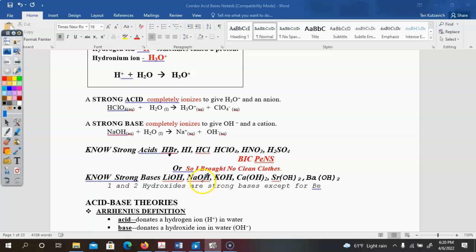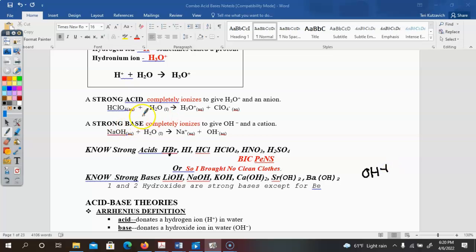Strong bases are your soluble group 1 and 2 hydroxides. So they have to be soluble. So that's group 1, that's group 2. Also make sure you know that the group 1s are +1, so they just have 1 OH, and the group 2s are +2, so they have 2 hydroxides. And just in case you forgot, hydroxide is OH-.